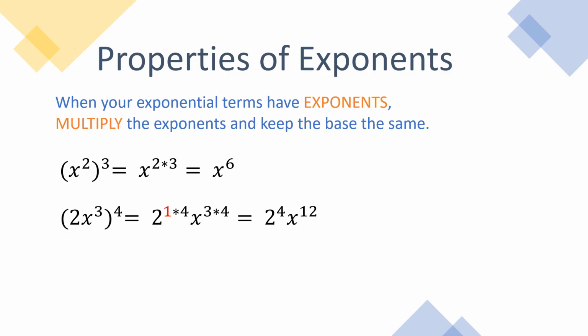Okay, this one's a little trickier. Inside parentheses, I have a 2x to the 3rd, and that whole thing is getting raised to the 4th power. I want to multiply the exponents. I have to do them separately though. So I'll start with 2. Now remember, 2 is already raised to the 1st power. So I'm going to multiply 1 times 4 and get 2 to the 4th power. My x is to the 3rd. I multiply it by the power of 4. 3 times 4 is 12. So I should have simplified this to be 2x to the 4th, or 2 to the 4th, x to the 12th. Okay? Don't forget, sometimes you will have to put those things together.